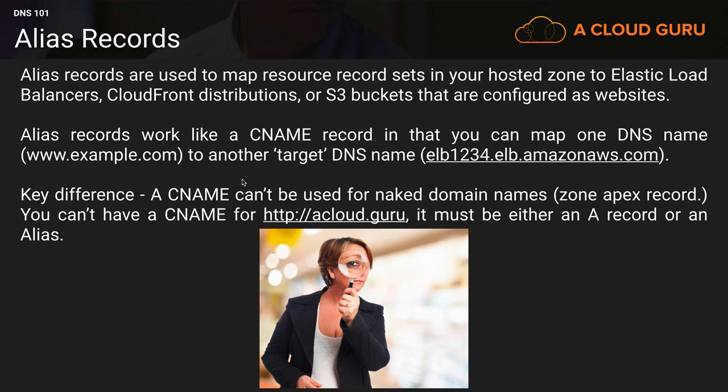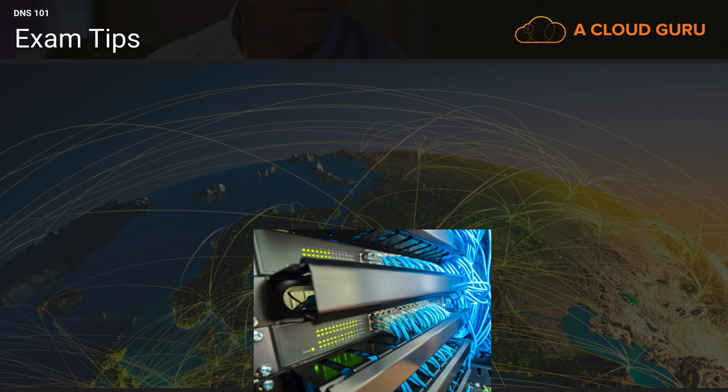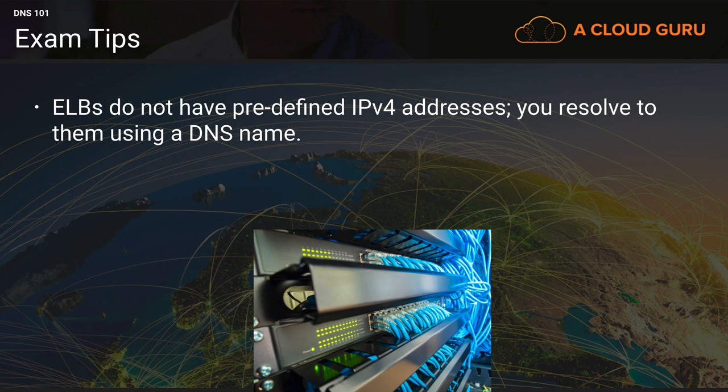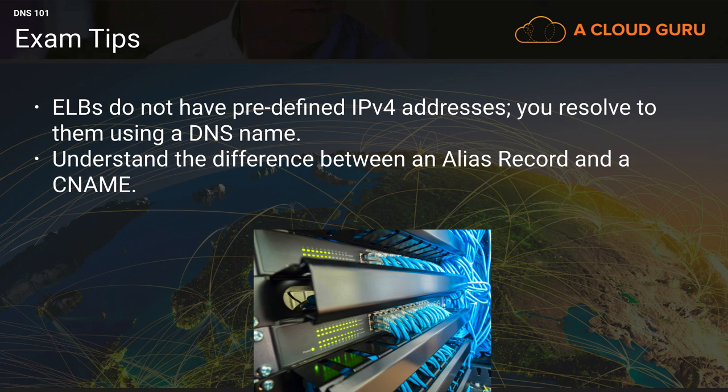And this used to be a big problem with Route 53. So then Amazon came out with alias records, and alias records basically allow you to have naked domain names that point to things like elastic load balancers or point to things like CloudFront distributions or S3 buckets, etc. So alias records are a pretty important part of AWS. So what are my exam tips? Well, just remember that elastic load balancers themselves don't have predefined IPv4 addresses. You always resolve them using a DNS name.